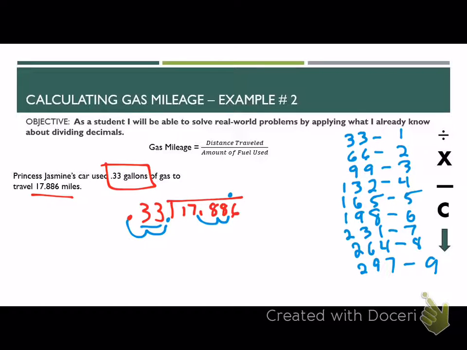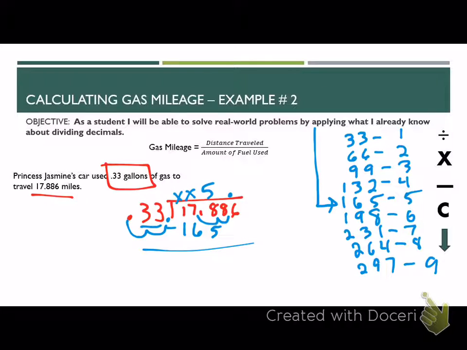Does 33 go into 1? Well, no, it doesn't. What about 17? Nope, not that one either. But 178, it sure does. Once again, we go ahead and look at our fast facts. We go as close to 178 without going over. And that looks like 165. That would be 5 times. So 5 times 33 is 165.